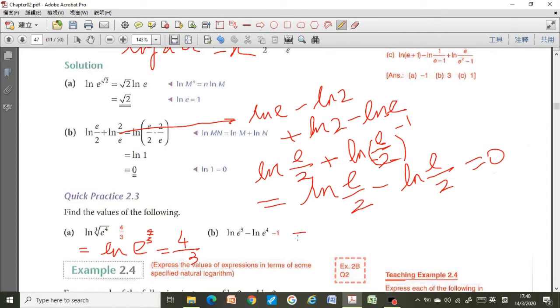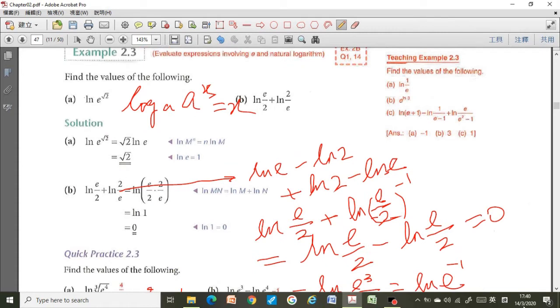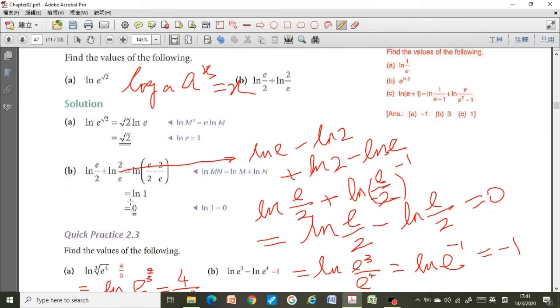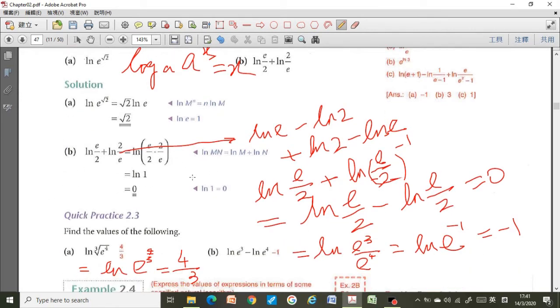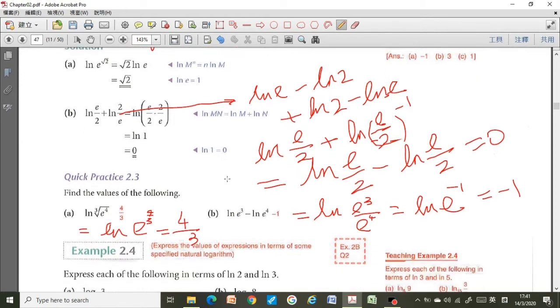Here you will get log of the two logarithms, one minus the other. So combined, it is log e to the power 3 divided by e to the power 4, which is equal to log e to the power negative 1. Again, this one you will get equal to negative 1. This is the first kind of problem that you will face in the public examination.